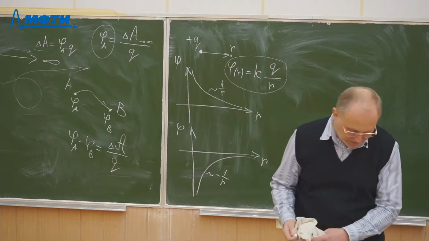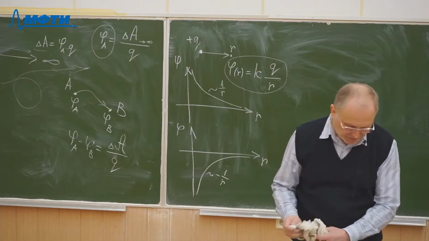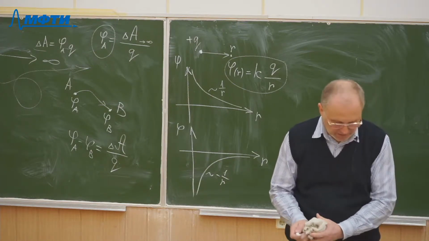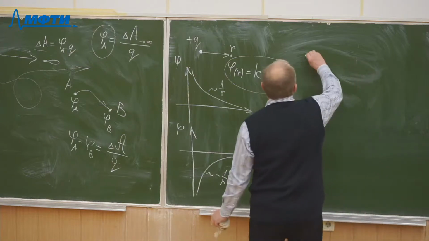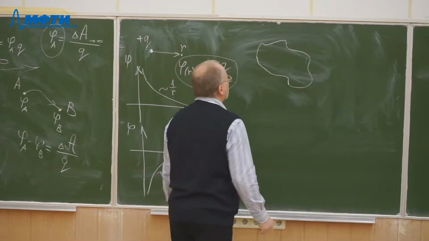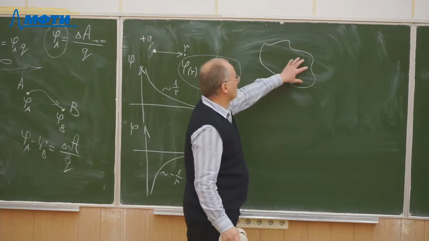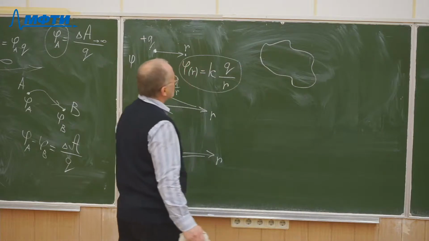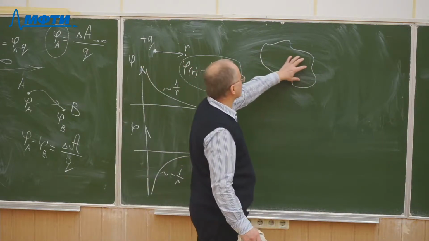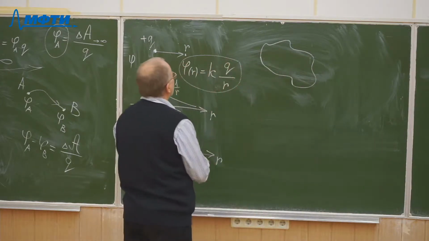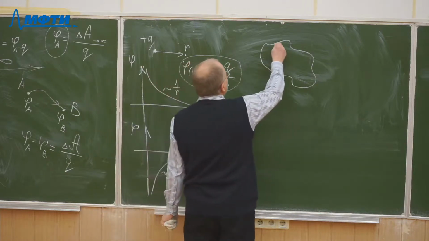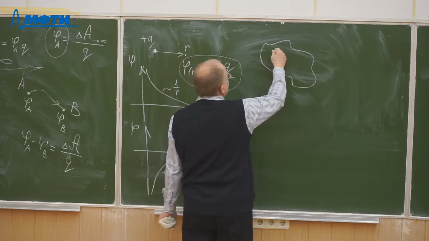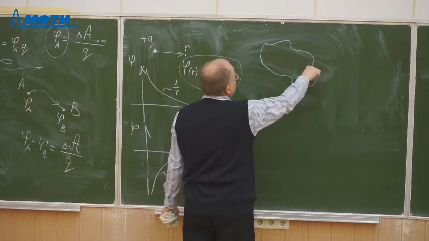That I give you without derivation. That's just a formula for field potential of a point charge. If we take any conductor of arbitrary form, that is a piece of metal, for example, a piece of copper, a piece of steel, well, anything, a piece of conductor, then no field strength, no field lines can exist inside the conductor.